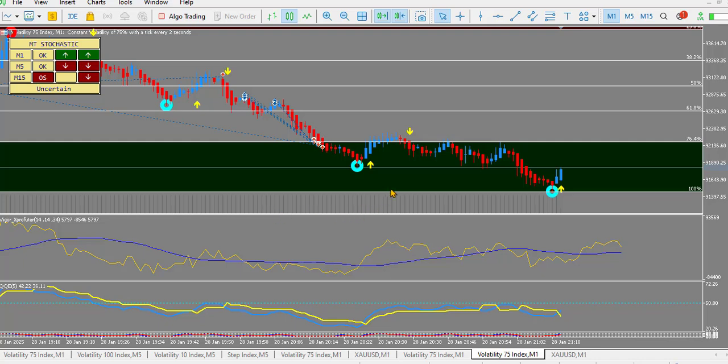Now that you know all the indicators that I use for this particular strategy on a regulated forex broker, and this is on the Volatility 75 index, now let us analyze this chart together.